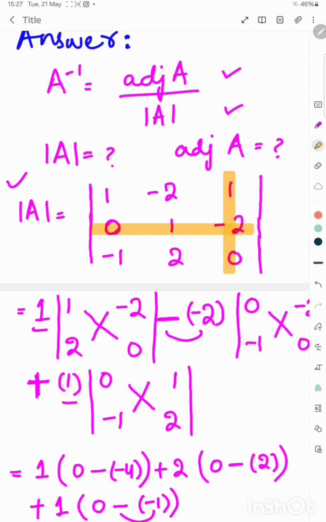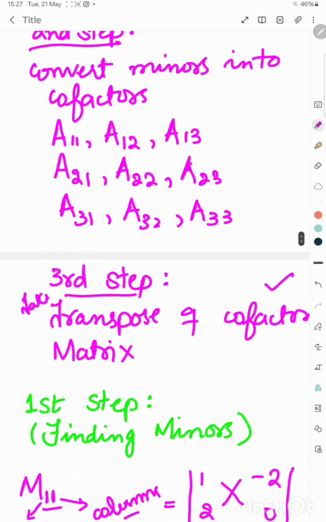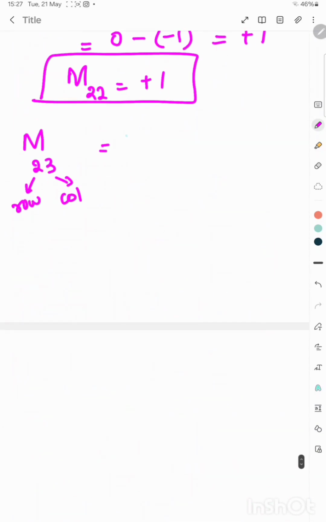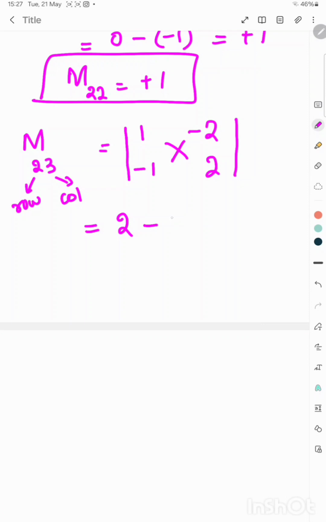So what remains here is 1, minus 2, minus 1, 2. So I will write these numbers here: 1, minus 2, minus 1, 2. And what I will do here, again I will just cross multiply these numbers and put the negative sign between them. So here I will get 2 ones are 2, minus 2 multiplied by minus 1 is equal to plus 2. So they both will cancel out each other and I get the answer 0. So here M23 is equal to 0.